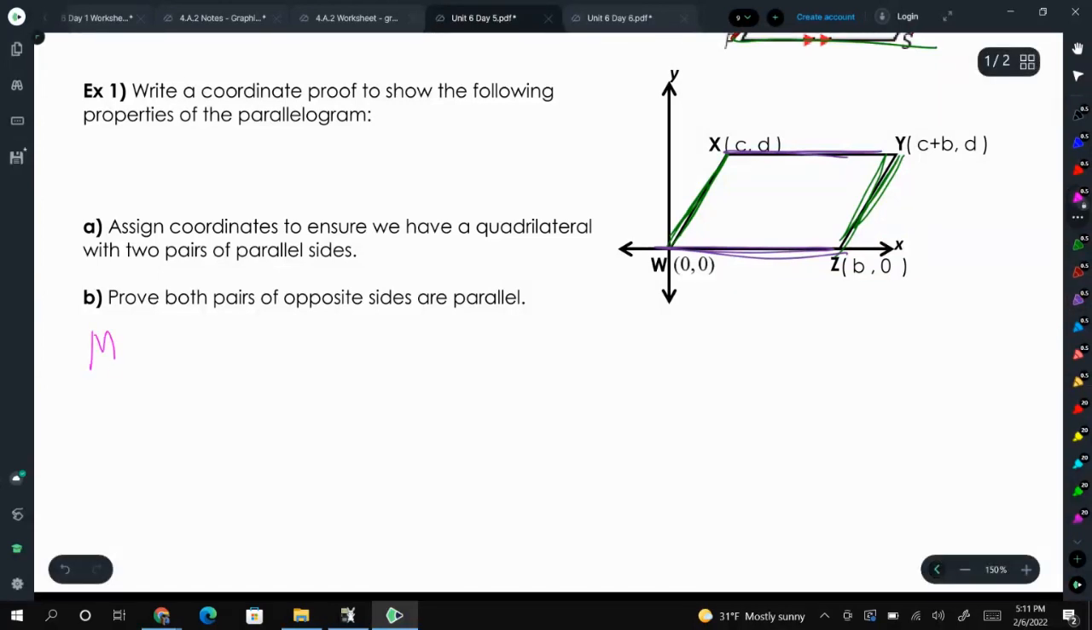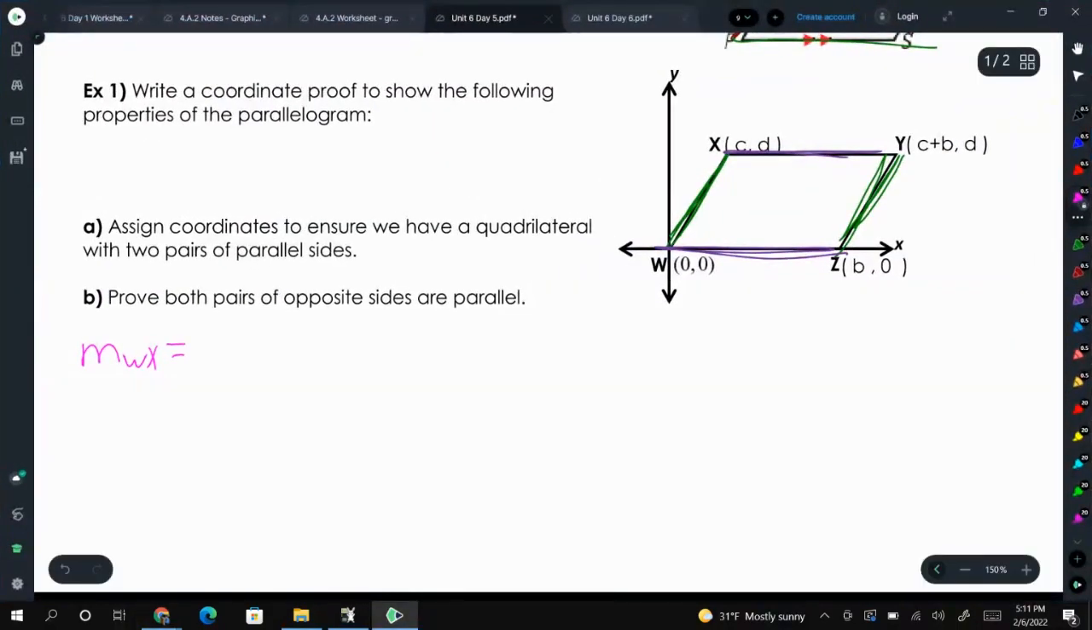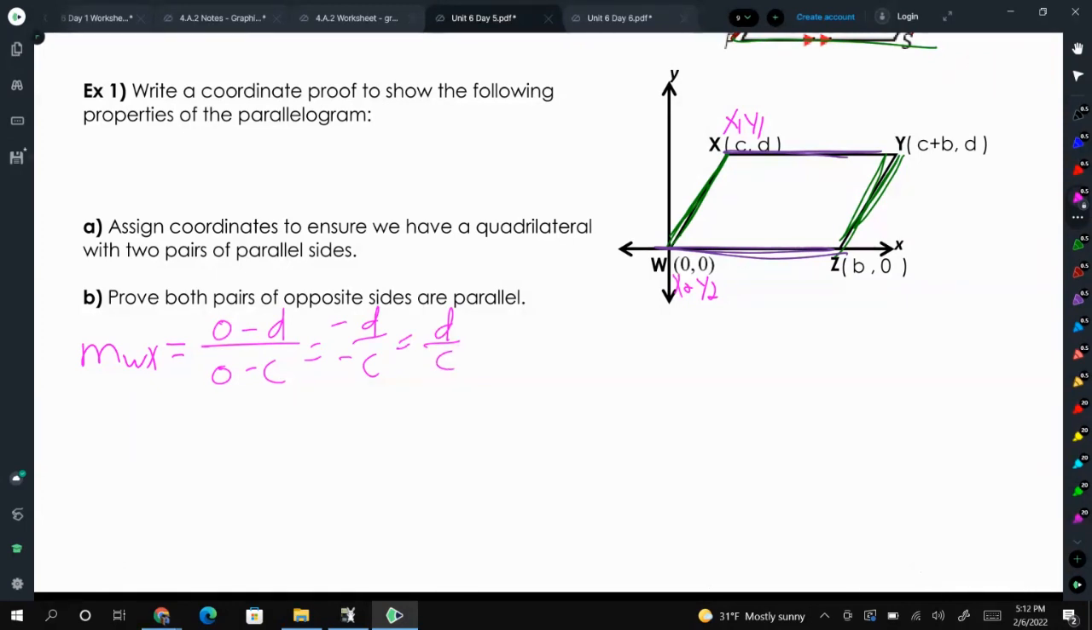So the slope of WX is equal to, remember we're going to do x1, y1, x2, y2. And again, it doesn't matter which ones you label x1, y1, x2, y2. So y2, 0, minus y1, d, over 0 minus c. That equals negative d over negative c, or positive d over positive c, because a negative divided by a negative is a positive number.